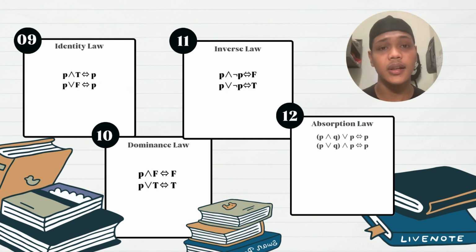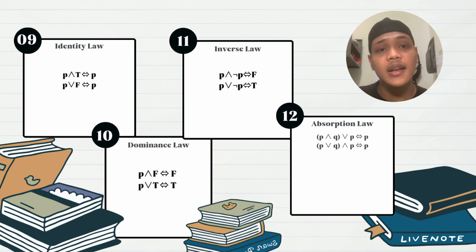Next, identity law. P and true is P, P or false is P. This shows the identity value and n. Okay, next, dominance law. P and false is always false. P or true is always true. Next, inverse law. P and not P is always false. P or not P is always true.